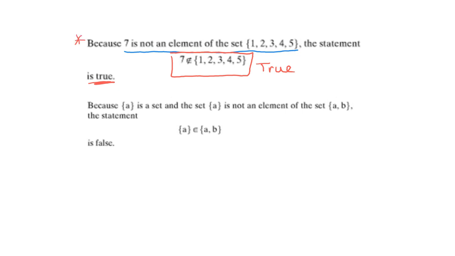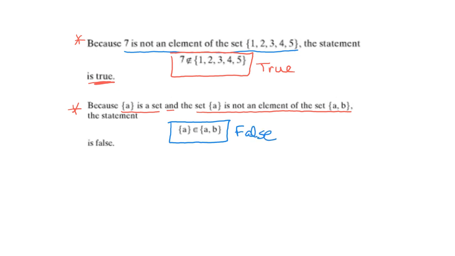And on the second one, it says, because the set containing A is a set, that's this part here, and the set containing A is not an element of the set containing AB, then we have this statement. The set containing A is an element of the set containing AB. This is a false statement.